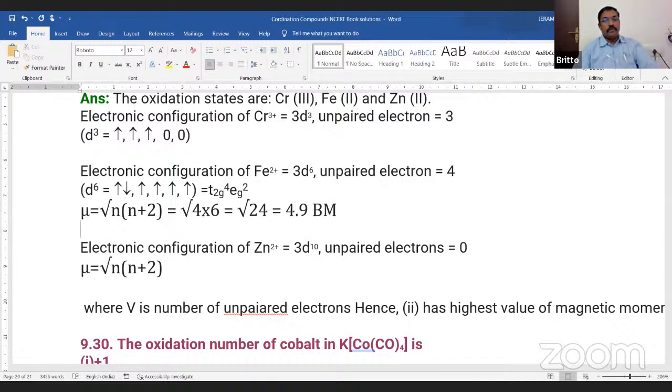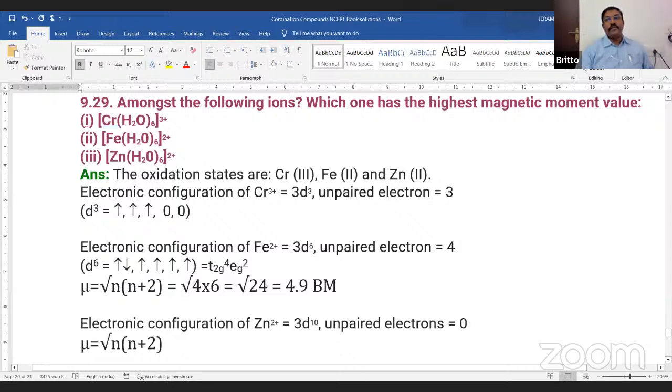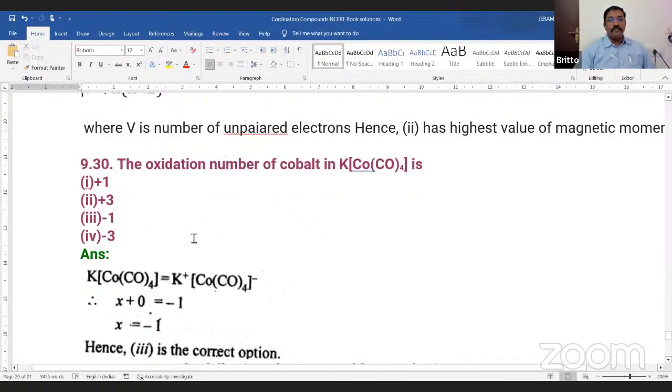Now look at the electronic configuration of zinc 2+. Zn2+ is 3d10, so there can be no unpaired electron. All are paired electrons. So among these three, the maximum number of unpaired electrons will be in Fe2+. The highest magnetic moment will belong to [Fe(H2O)6]2+, the hexaaquo iron(II) complex, which will have the highest value of magnetic moment.